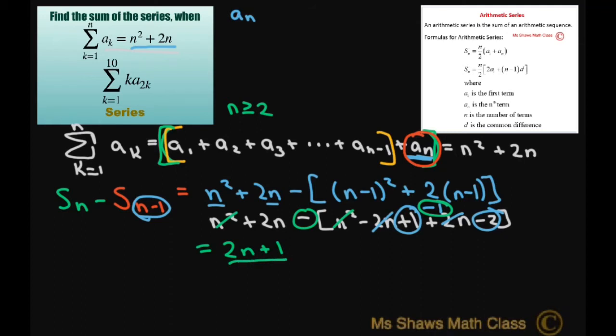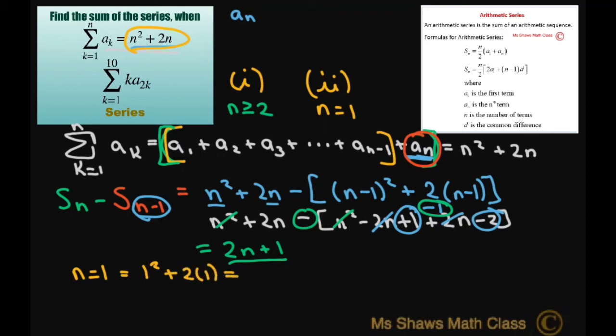Now this is case 1. Case 2 is when n equals 1. So when n equals 1, and I'm just using this equation again, we get 1 squared plus 2 times 1, and that equals 3. Well, that also works for this. If I substitute in 1 here, I get 3. So that means from cases 1 and 2, we have a sub n equals 2n plus 1, and that's for n greater than or equal to 1.